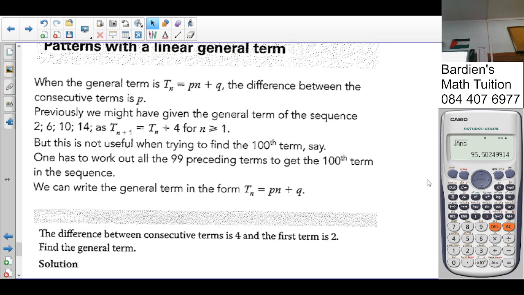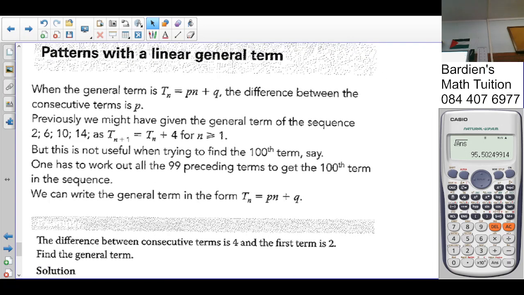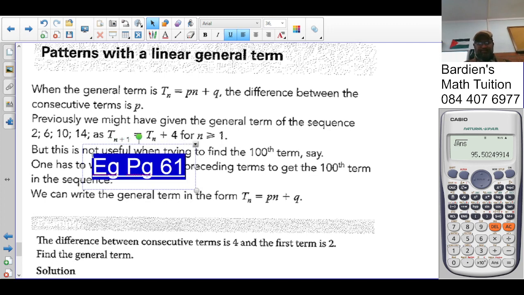Yes? Didn't you write? You finished? No, you don't need to. I just need you to write patterns with a linear general term. I'm reading from which page is this one? Example on page 61.